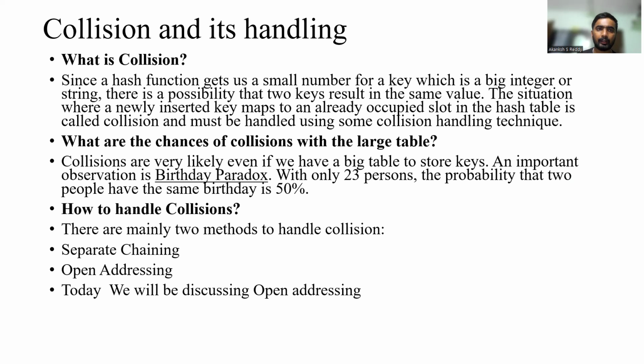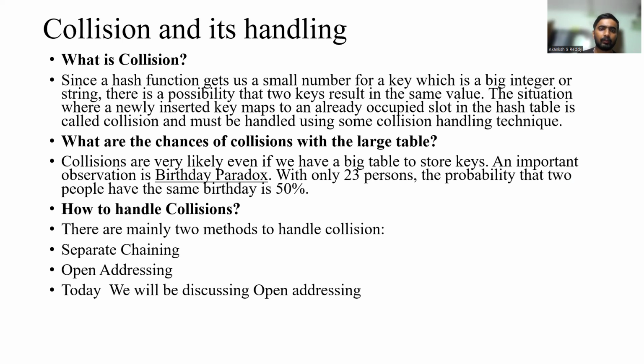Collision and its handling. What is collision? Since the hash function maps a small number of keys from a much bigger set of integers or strings, there is a probability that two keys result in the same value. This is the situation where a newly inserted key maps to an already occupied slot in the hash table. This is known as collision, and it must be handled using some collision handling techniques.